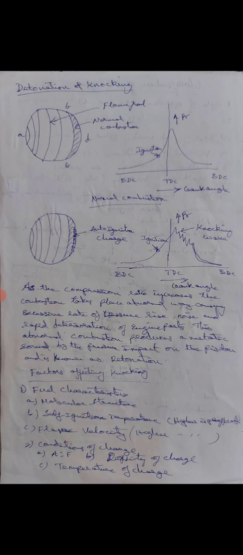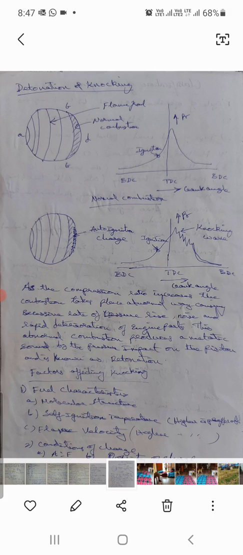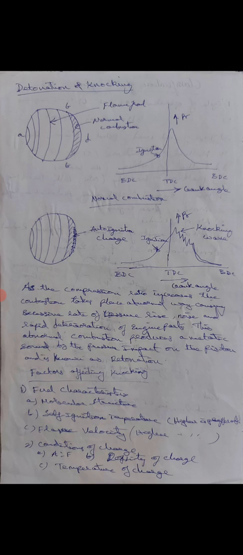The P theta diagram is nothing but a pressure theta diagram. As the piston moves from bottom dead center to top dead center, BDC indicates bottom dead center and TDC indicates top dead center, the air gets compressed, so the pressure will rise. At the same time, we will have on the x-axis a crank angle theta. So coming to detonation and knocking.